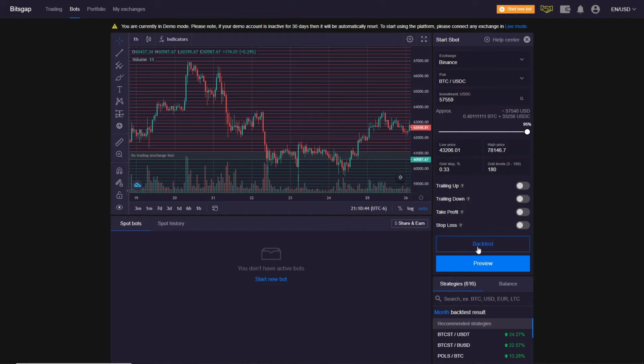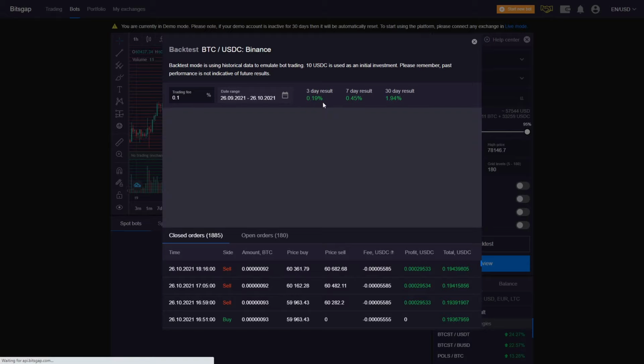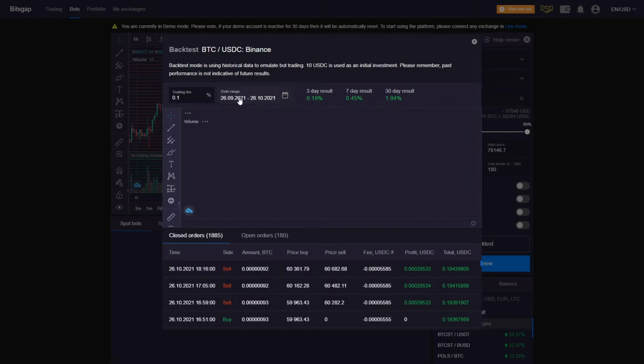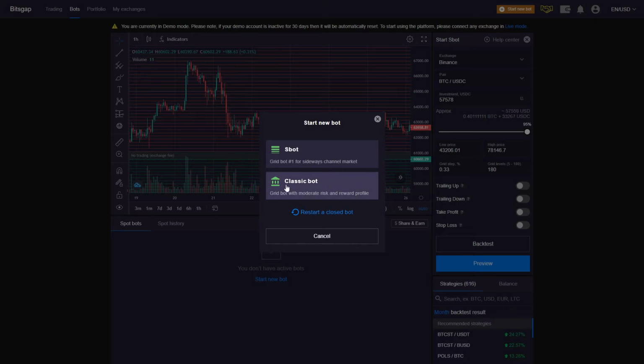There's a backtest function here as well that you can simply click to look at and provide a date range and see the performance of the bot over the last period of dates that you chose. For example, here the 30-day result was 1.94%. This is the sbot overall that they offer, but let's go ahead and take a look at the other one. This is called the classic bot.